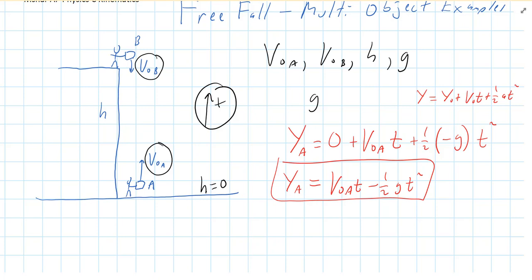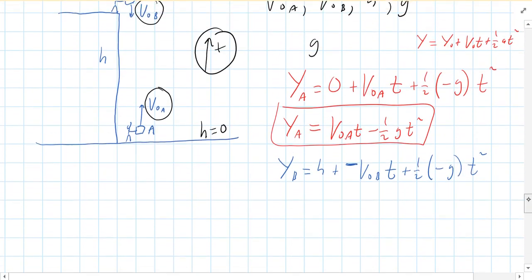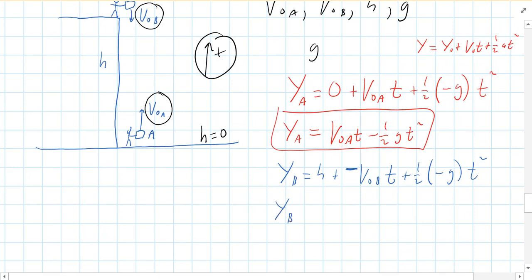I'm going to do the same thing for book B. y sub B equals, now it does start with an initial height of h, plus v naught B. Now v naught B is down, which is negative in our system, so I've got to throw a negative in here. v naught B t, plus 1/2 the acceleration of the book, which is still down, so I've got to put a negative in front of my g as well, just like in the previous problem. And there you go. Again, I'll tie this up ever so slightly. y sub B equals h minus v naught B t minus 1/2 g t squared.